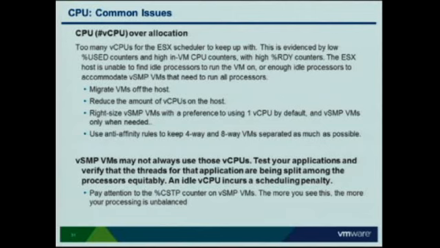And again, your SMP VMs may not always use those vCPUs. So, again, keep that in mind. Look at the co-stop counter on those particular VMs, and the more you see that, the more it's an indicator that your processing is unbalanced, and you should take a look at it.